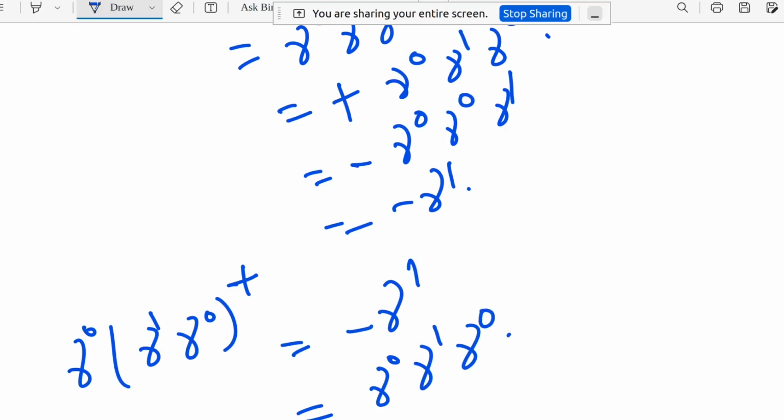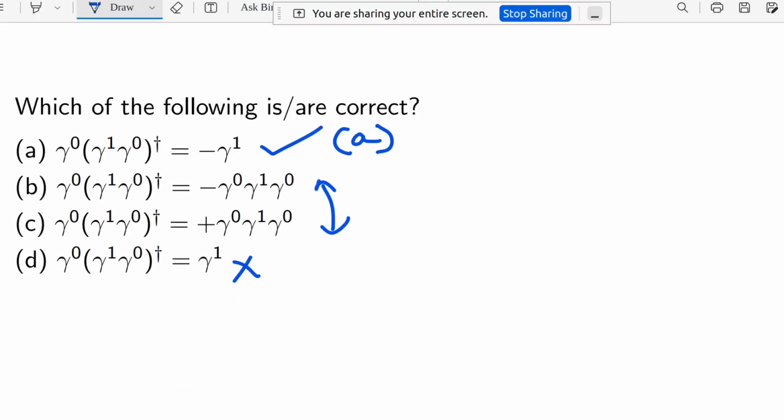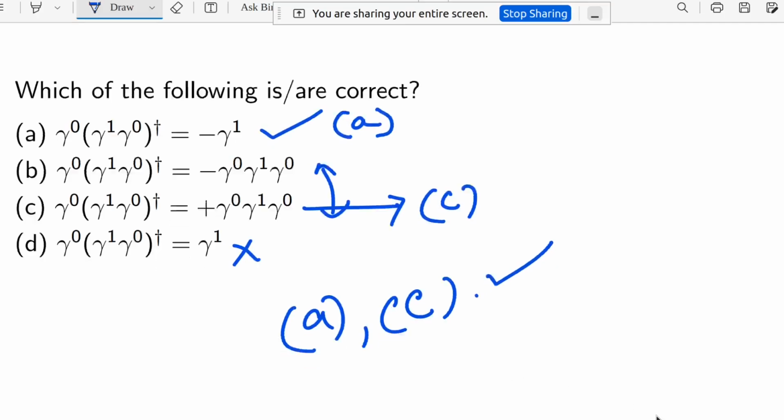So from that first option we have already found that minus gamma 1 will be the correct one. And the second option will be gamma 0, gamma 1, gamma 0. Now let us come to here: gamma 0, gamma 1, gamma 0. That means the A option will be correct, and the C option will be correct. So this is the case.